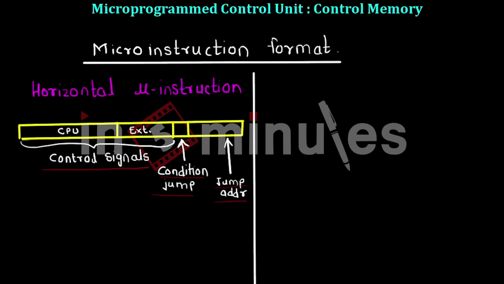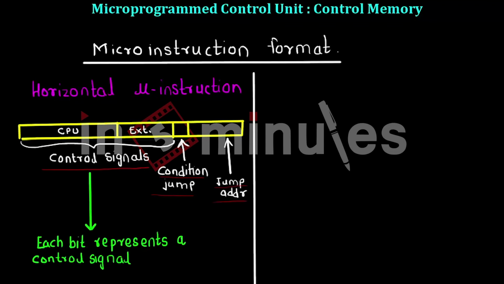In this format, the horizontal micro instruction has the feature that each bit represents a control signal. So these control bits can be directly fed as control signals to the devices and components. There is no need for a decoder for generating control signals. The micro instruction itself contains the sequence of control bits.